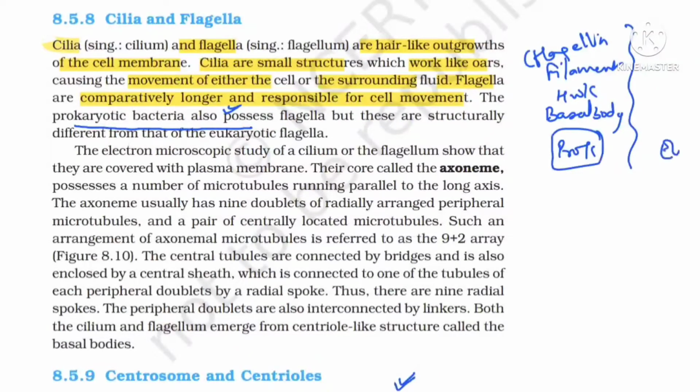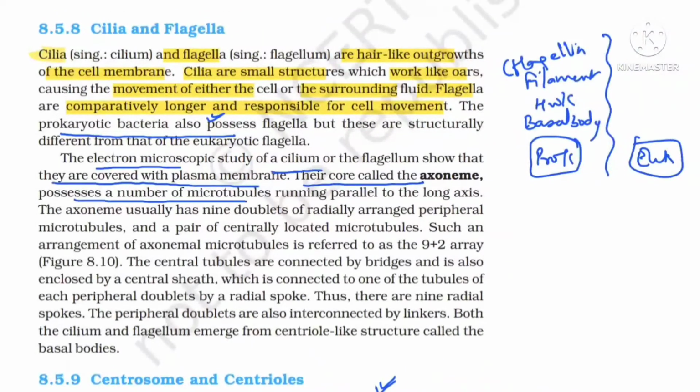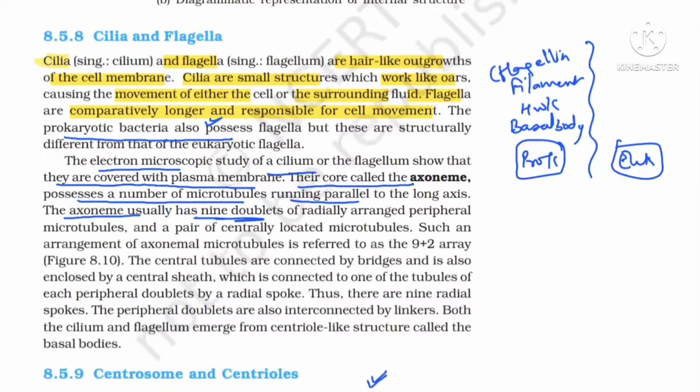Now for eukaryote, what you have to remember? If you see, the electron microscope studies show that they are covered with the plasma membrane. I think my diagram is helping you to learn it. Their core, called axoneme, has microtubules running parallel to the long axis. Axoneme usually has 9 doublet microtubules and a pair of centrally located microtubules.